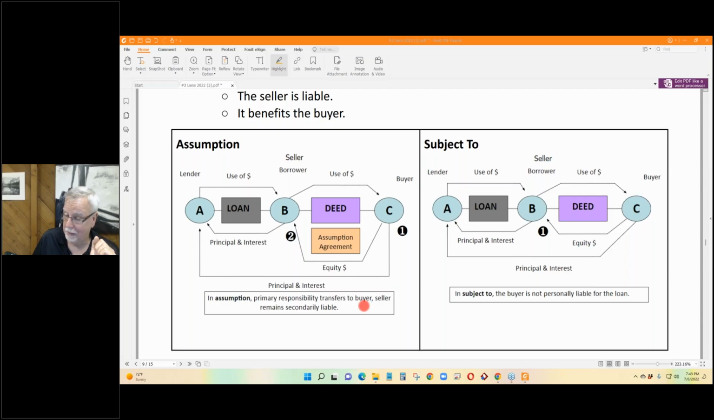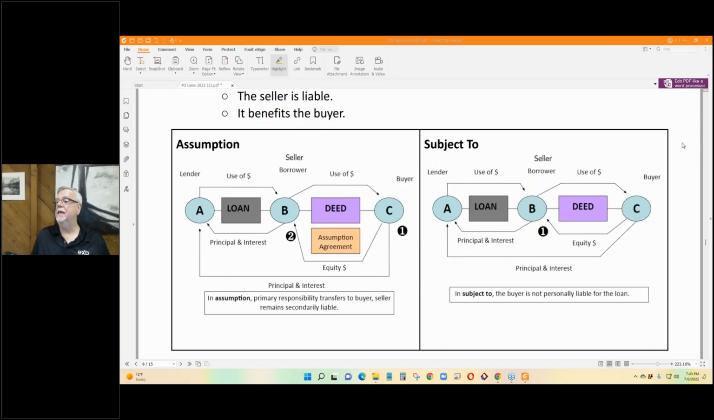Seller is secondarily liable. Now, if the property was sold subject to, the first part is the same: the lender, the loan, principal and interest. Borrower becomes a seller, deeds the property to a buyer, they get the use of the money, they pay the equity. But notice what's missing: there's no assumption agreement. The buyer has never signed a document saying that they're taking personal responsibility for the loan. So if there was a foreclosure and there was a deficiency and it was subject to, the buyer is not personally responsible for the loan.